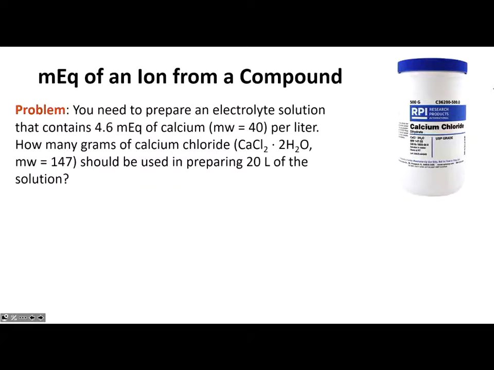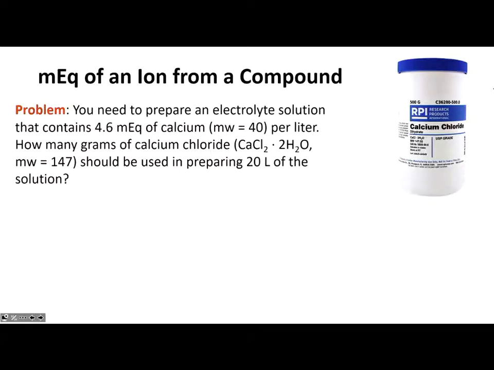And I like this question because it's the first time we're going to go backwards. So bear with me on this. If you've turned me out, this is a little different variation of a question. So let's read it. It says, you need to prepare an electrolyte solution that contains 4.6 milliequivalents of calcium per liter. How many grams of calcium chloride dihydrate should be used to prepare 20 liters of this solution? There's a lot of numbers here, and it's going backwards from what we've done before. So can you handle this?